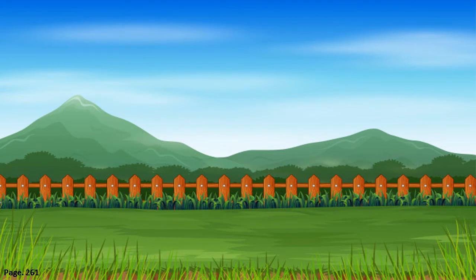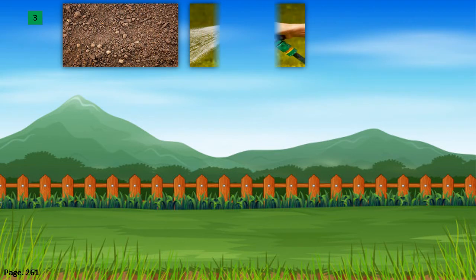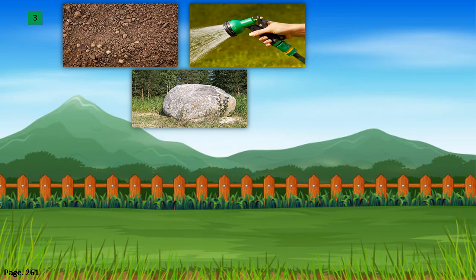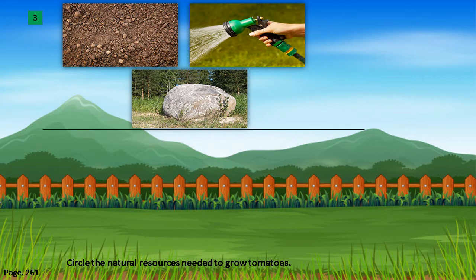And finally, let's solve our last exercises on page 261. And for question number 3, we have to take a look at these pictures of soil, water, and a rock. And we are asked to circle the natural resources needed to grow tomatoes. Excellent job! Let's draw a circle on the picture of the soil and the water. Plants, like tomatoes, need the nutrients that are found in soil and water.